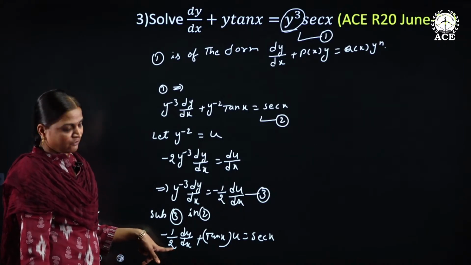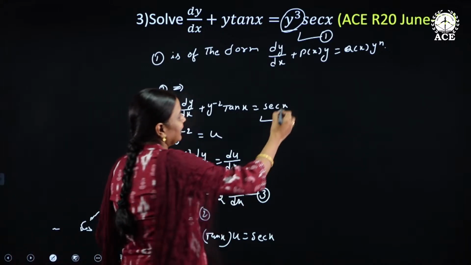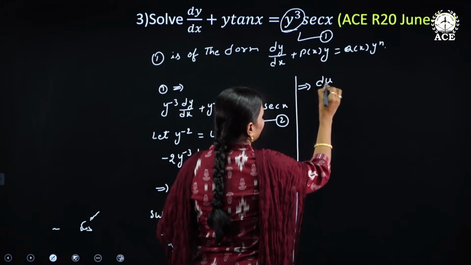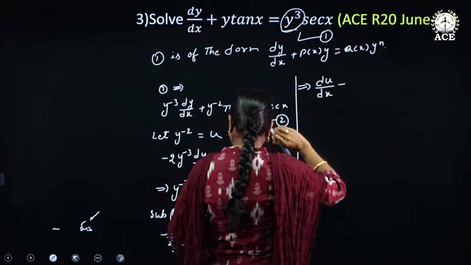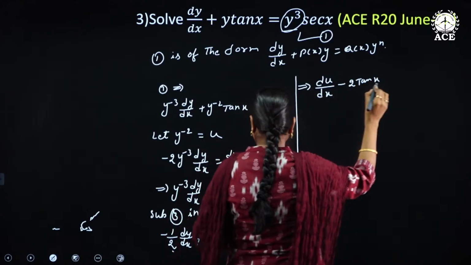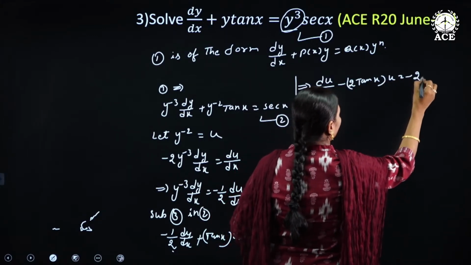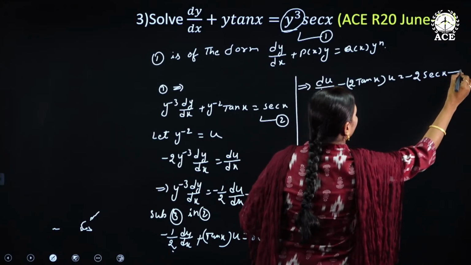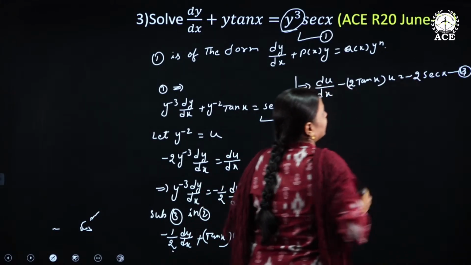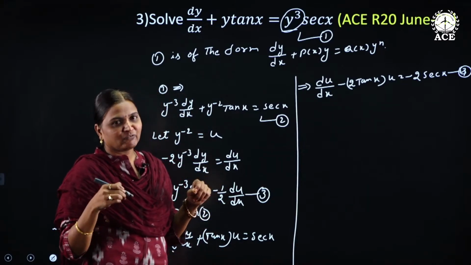Still it is not in linear form. Here du by dx coefficient is minus 1 by 2. So rewrite that equation. How to write that equation? That equation as du by dx minus 2 into tan x into u is equal to minus 2 into secant x is a new differential equation, and this new differential equation is equation number 4. In a new differential equation, again identify the dependent variable.